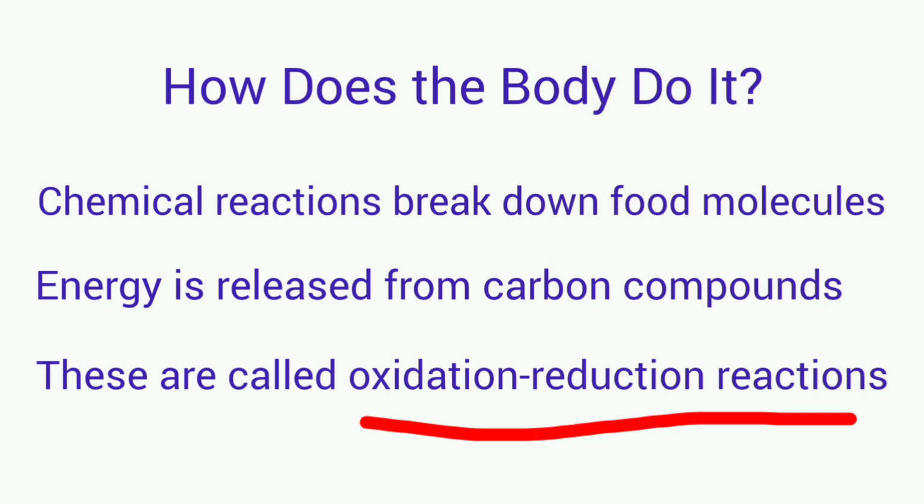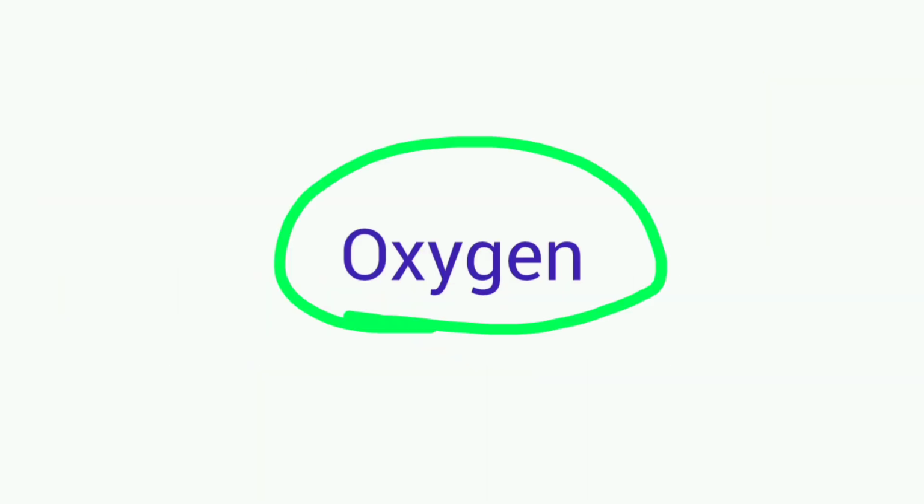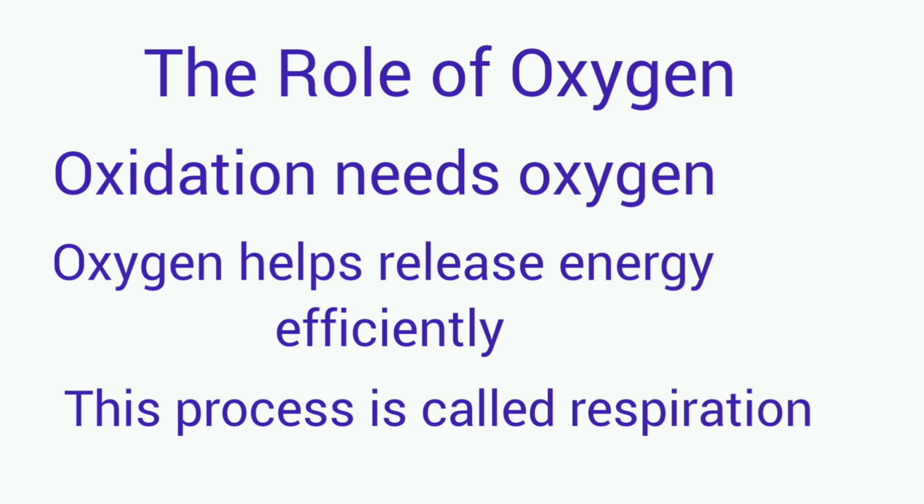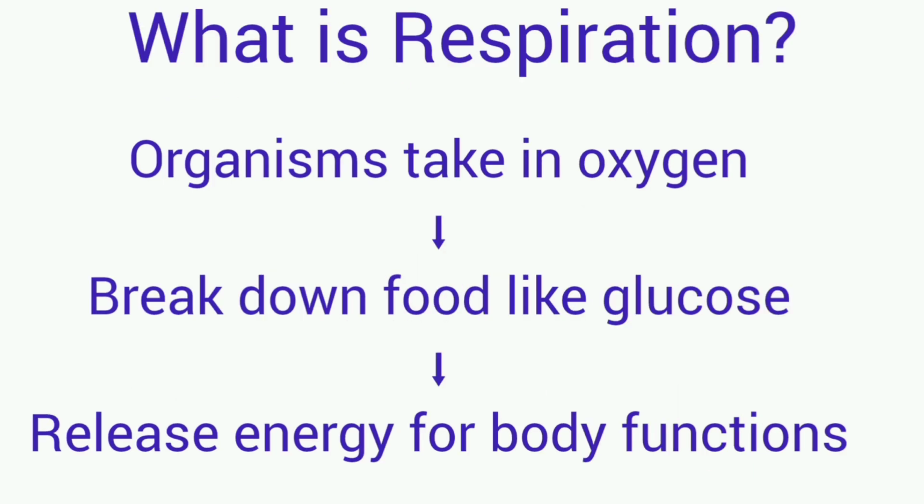And one of the most common and efficient ways to extract energy from food is by oxidizing it. And for that, the body needs one essential thing. Do you know what it is? Oxygen. That brings us to one of the most important life processes, respiration. Respiration is the process by which organisms take in oxygen from outside and use it to break down food molecules like glucose, to release energy that powers everything in the body, from movement to repair to growth.